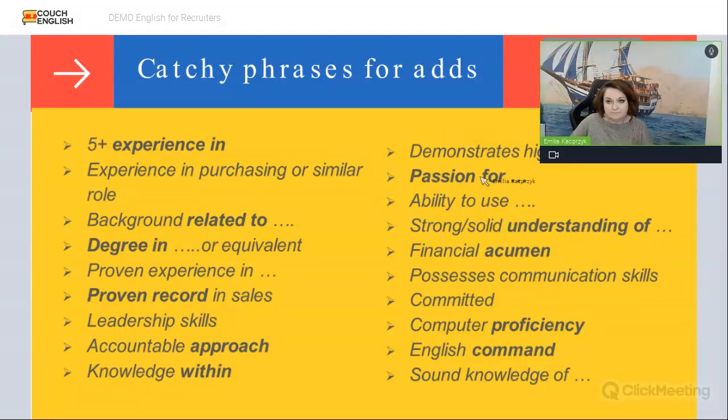The word which is, as a verb, also quite popular for the purpose of job advertisement, it will be the phrase demonstrate. So I'm looking for the candidate who demonstrates high level of something. Demonstrates meaning just have it, or show. I mentioned about this phrase passionate about, but I can also write somewhere in the bullet points that I'm looking for somebody who has passion for something. So I'm passionate about something, but I have passion for something.